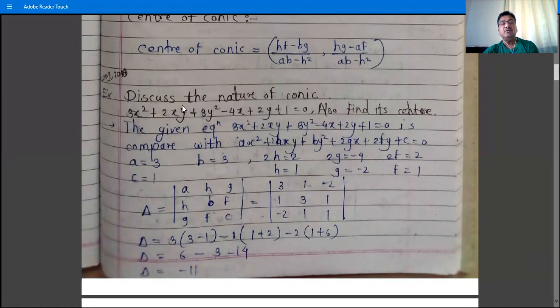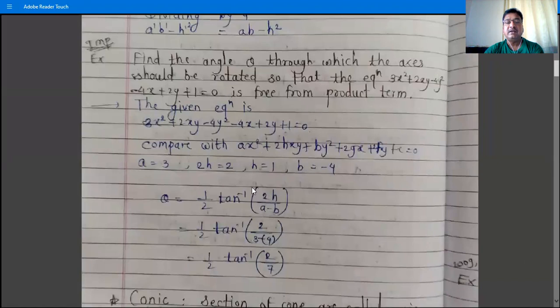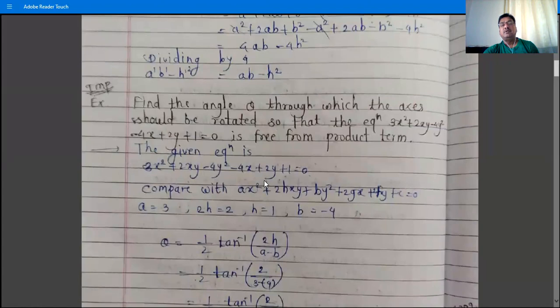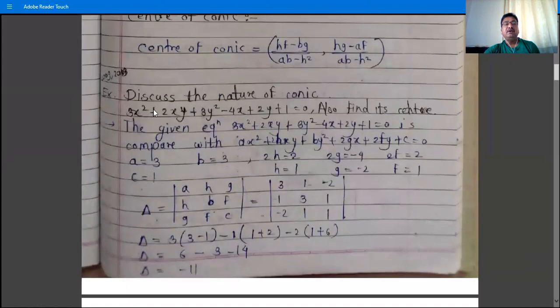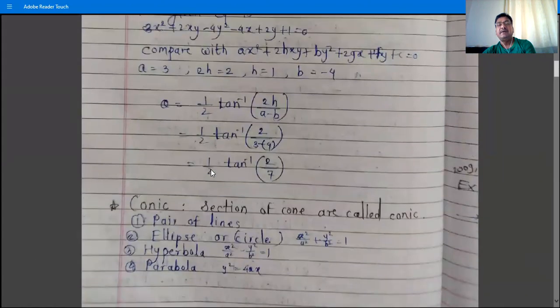In order to remove the product term, we know that we have to rotate the axis through an angle theta, and the formula for theta is 1/2 tan inverse 2h divided by a minus b. If we rotate the axis through an angle theta equal to 1/2 tan inverse 2h divided by a minus b, then the product term is removed from the expression.